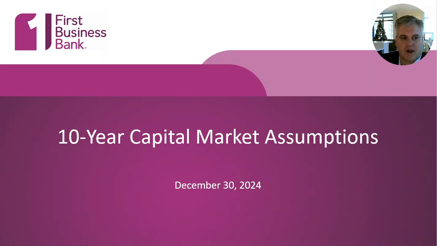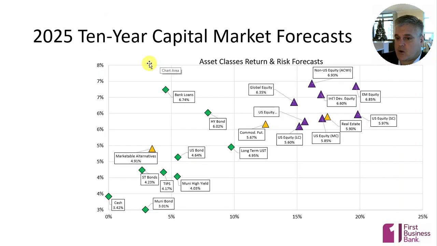With that, as we work our way through the presentation, just as a quick summary, here's a scatter plot of how they all fall out. This is taking the output of this entire presentation and sharing it on the first slide. So these green diamonds represent our fixed income forecast. We have everything from cash to bank loans and everything in between, and from a 10-year return and volatility forecast.